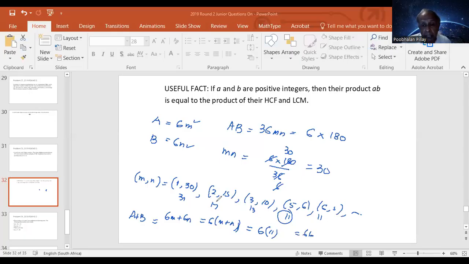We can actually find the smallest of these because there are many possible answers for m and n, but not infinitely many, just a few, because you know that the product is 30. So the smallest value for m plus n is 11. So the smallest value for a plus b is 6 into m plus n, which is 66. Okay, so let's get on to the next problem.